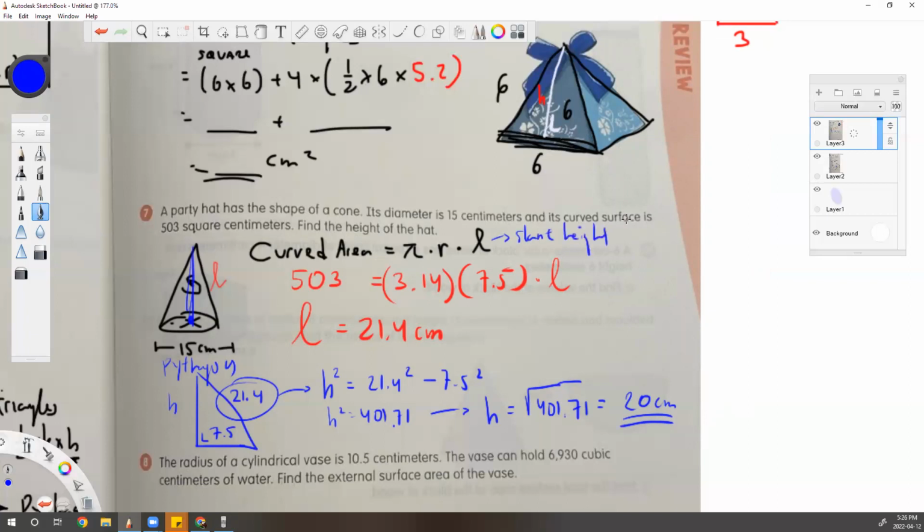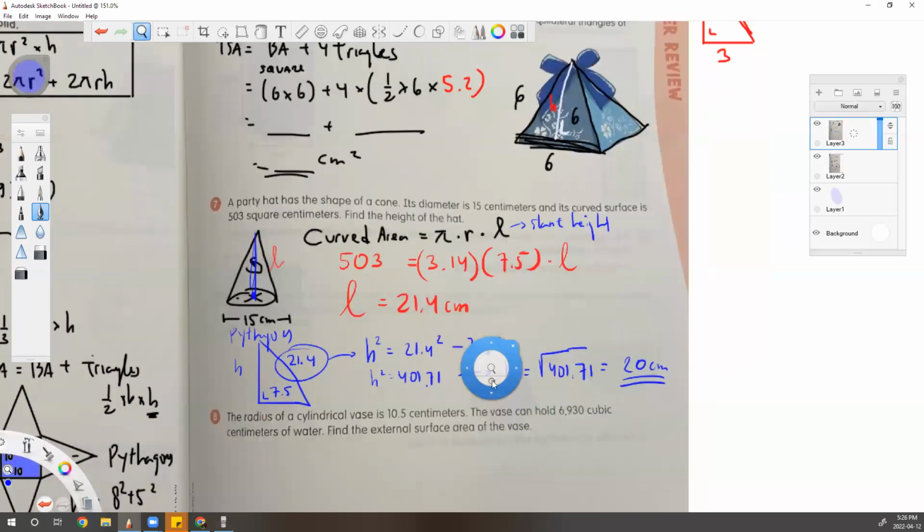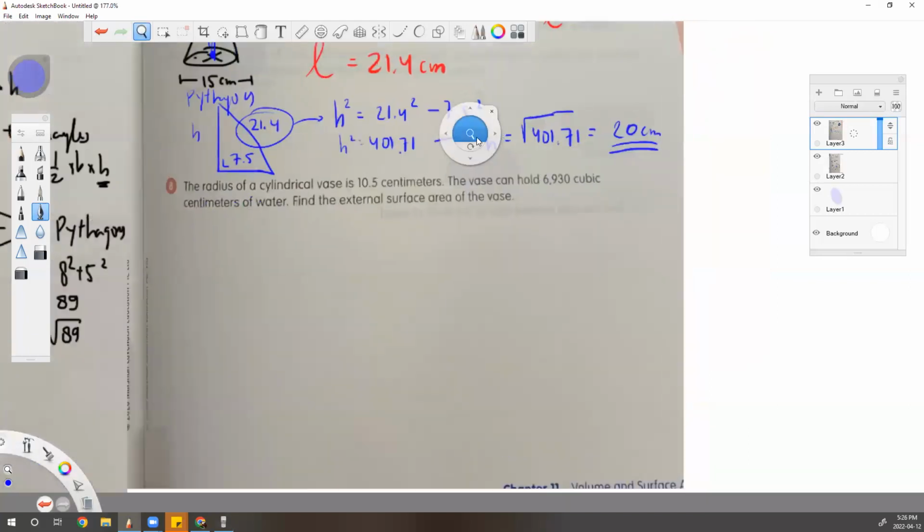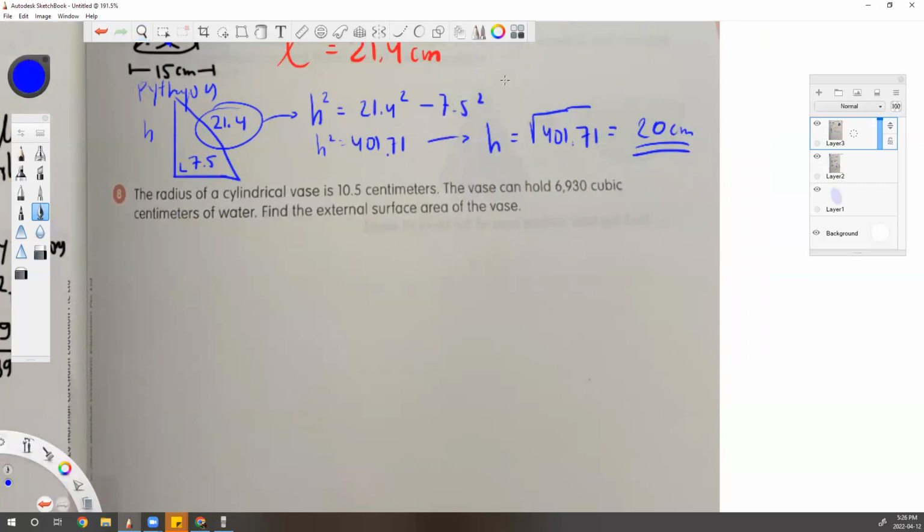Okay, nice. The radius of the cylindrical face. Okay, cylindrical face, cylinder. We know that the shape is a cylinder. So I think you need to draw, and then we can find the drawing easily.